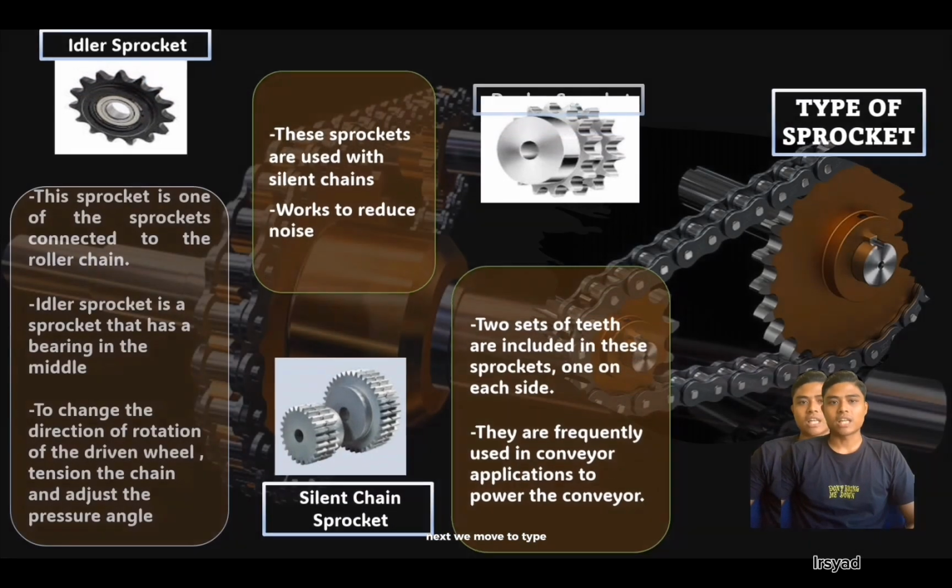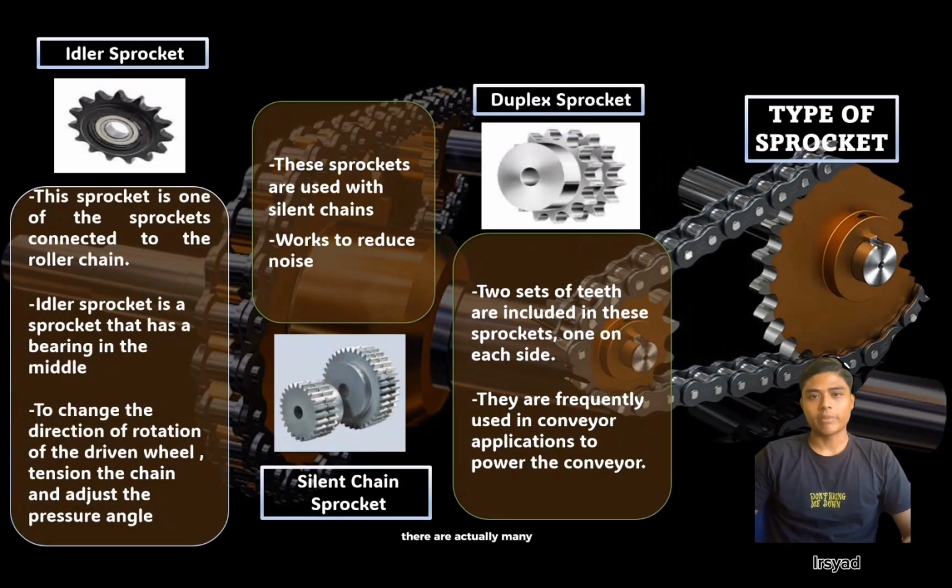Next, we move to types of sprocket. There are actually many types of sprockets, but I will explain only 3 types of sprocket and chains. First type of sprocket is the idler sprocket. An idler sprocket is a sprocket that has a bearing in the middle. This sprocket is one of the sprockets connected to the roller chain. The function of this sprocket is to change the direction of rotation of the driven wheel, tension the chain, and adjust the pressure angle.